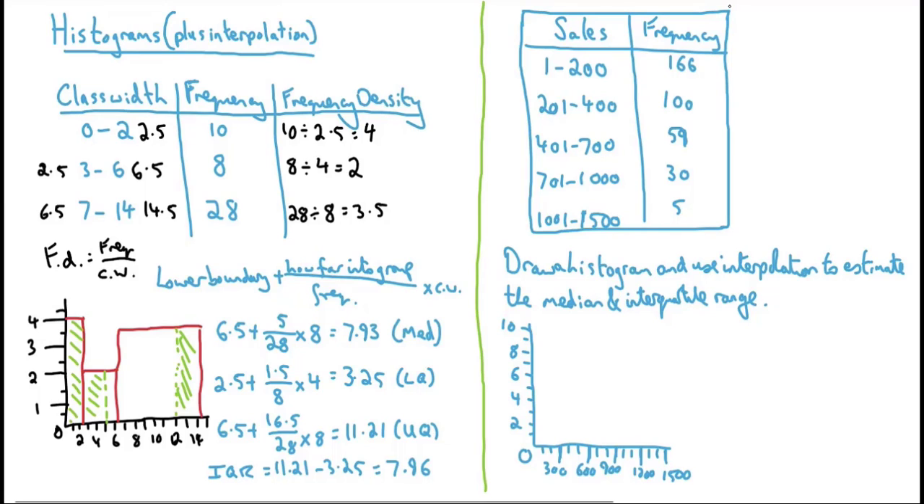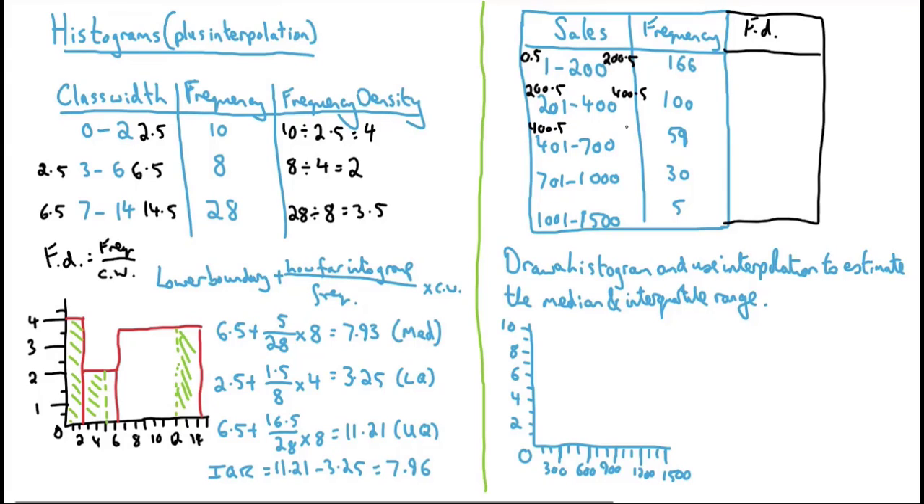So here we're going to have to start maybe by adding our third column for the frequency density, and then we'll have to work out what the boundaries here are going to be. Because you can go below 1, we'll go to 0.5, and this will be 200.5, here 200.5, and 400.5, 400.5, and 700.5, here 700.5, and 1,000.5, 1,000.5, and 1,500.5.